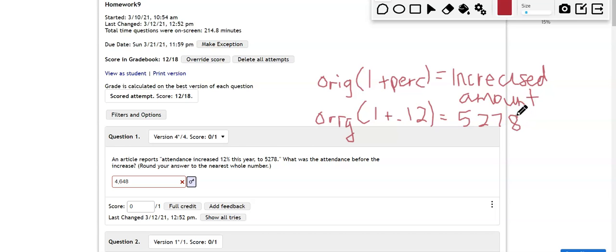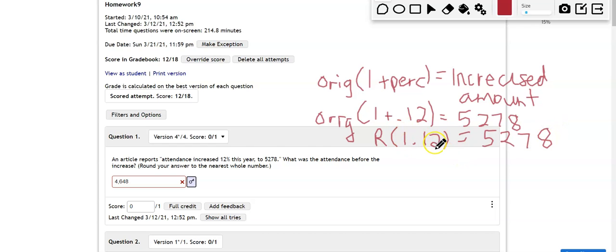So we're going to end up solving an equation here. Now, for the sake of solving an equation, I don't want to change original to O because it will look like a 0. So I'll change it to the second letter R. So we'll call the original R just for the sake of a variable. All right, now 1 plus 0.12 is 1.12, equal to 5278.